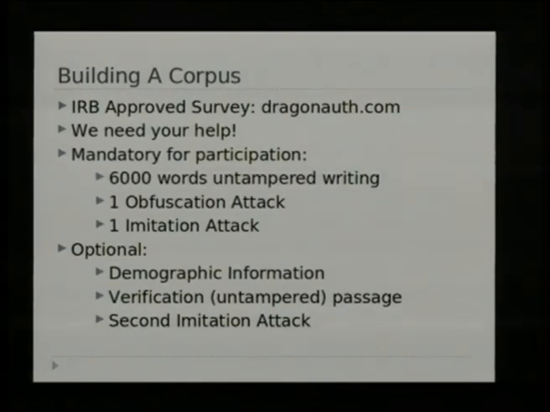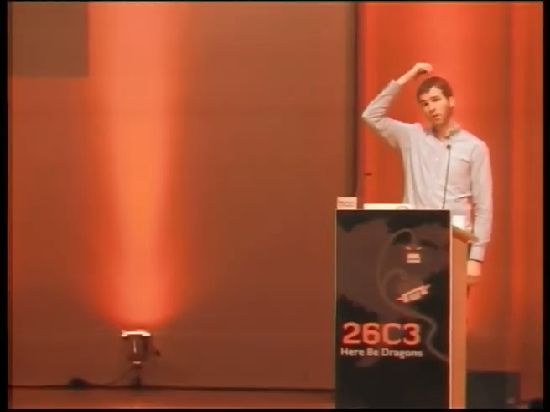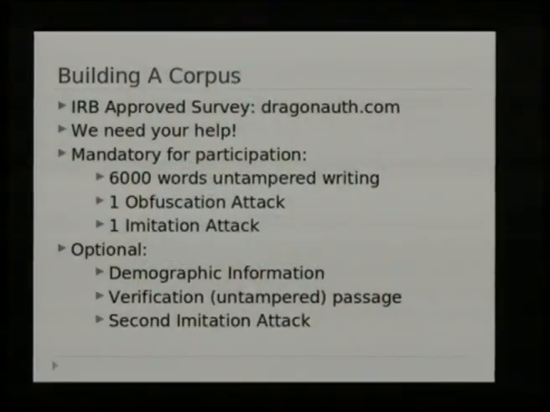We recently got institutional review board approval for this study, which is something that you have to get in the United States if you're going to do some sort of public study. The current participation form is up at dragonauth.com. You can check it out. Please tell your friends, all of that. If you want to participate, the mandatory element of your participation is submitting 6,000 words of untampered writing.